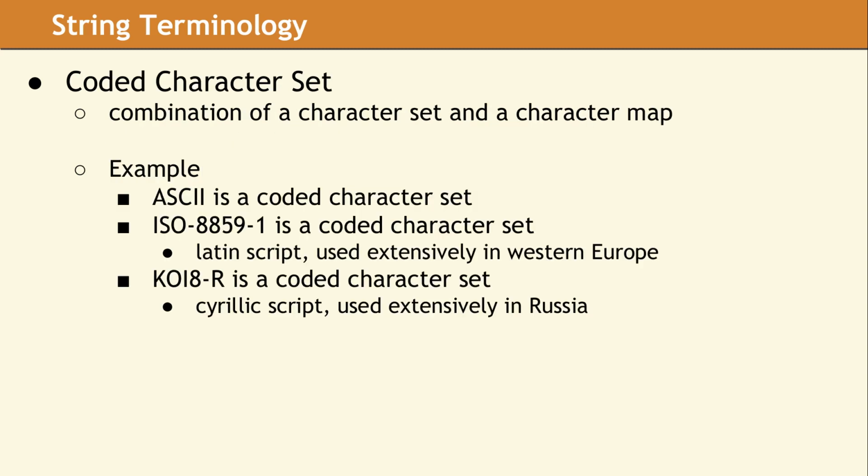A coded character set is a defined standard that includes both a character set and a character map. So it consists of a well-defined set of symbols and the values that they map to. Notable examples of this that many programmers will have used include ASCII and ISO 8859-1. These are both coded character sets, which contain a fixed set of symbols and their associated values.